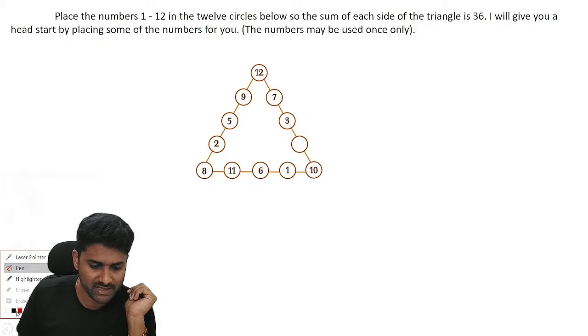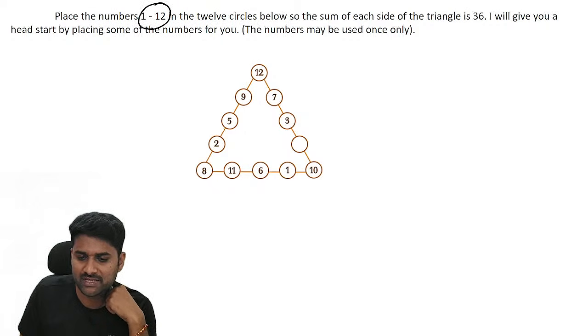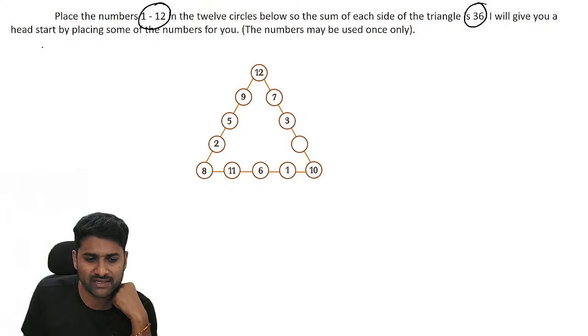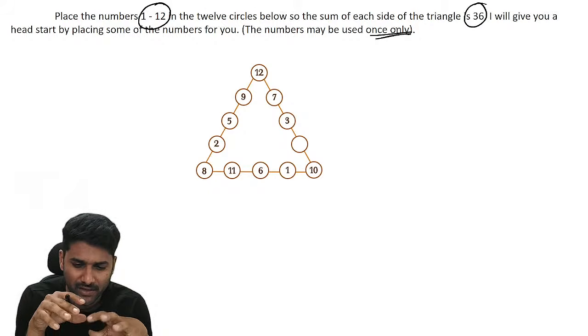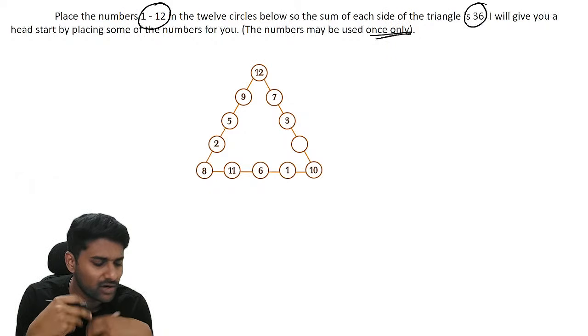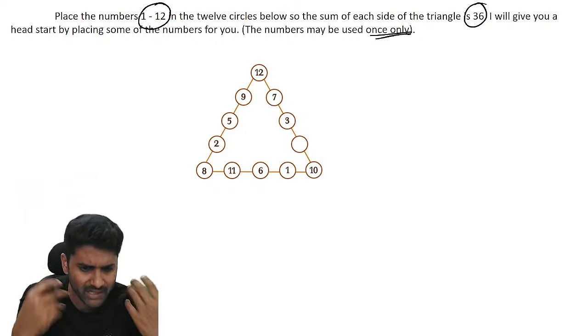Now here the instructions clearly mention: place 1 to 12 in the 12 circles below. The sum of each side of the triangle is 36. I will give you a head start by placing some of the numbers for you, and the numbers may be used once only. Guys, if you observe the question, there are 12 circles and we have to use 12 numbers, and they clearly mention not to use any number twice. So don't go with any kind of additions.